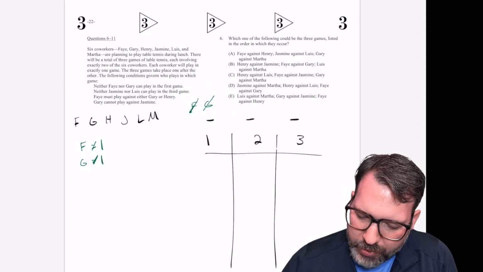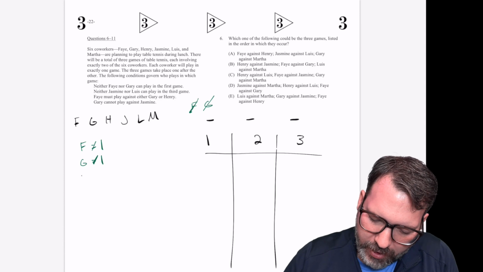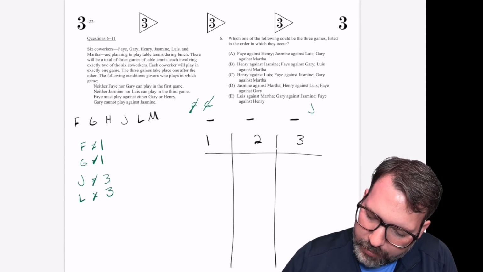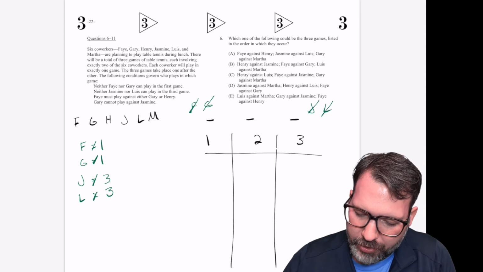Neither Jasmine nor Luis can play in the third game. So again, mathematically, we would say J or L. Neither of them are third, but I'm just going to put that right on the diagram. J is not third, L is not third.